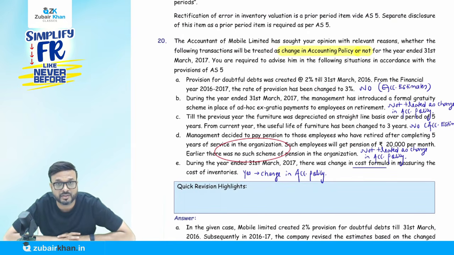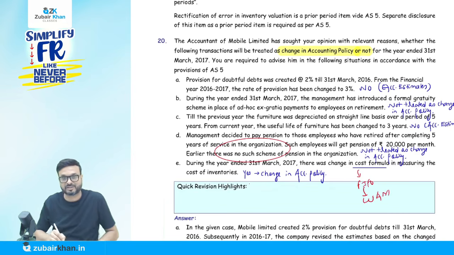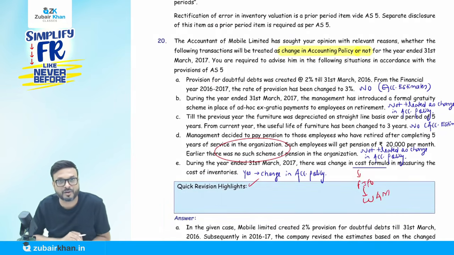Now the last one: during the year ended 31st March 2017, there was a change in cost formula in measuring the cost of inventories. What does it mean? Cost formula means that, for example, we are moving from FIFO to the weighted average method. Is it a change in accounting policy? Yes, it's a change in accounting policy. You got the point? Simple.